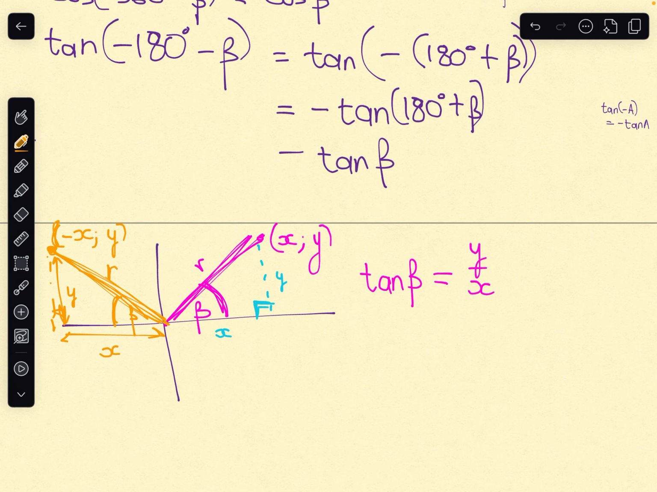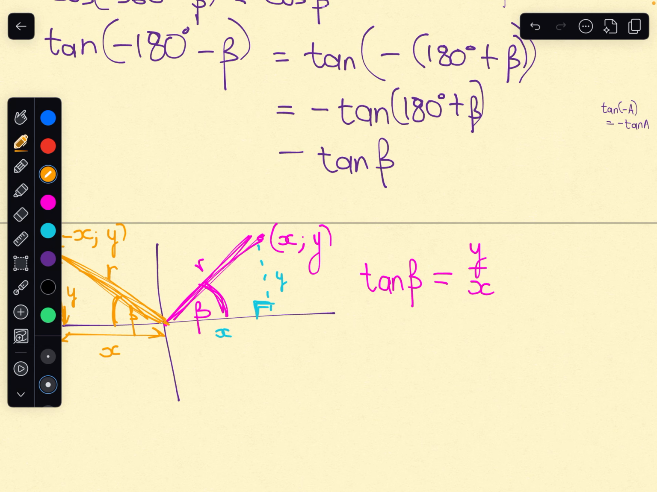And so if we then think about this angle, what is the size of this angle? The size of this angle is 180 degrees minus beta. 180 would be this full thing, and then we're minusing this little piece over here.